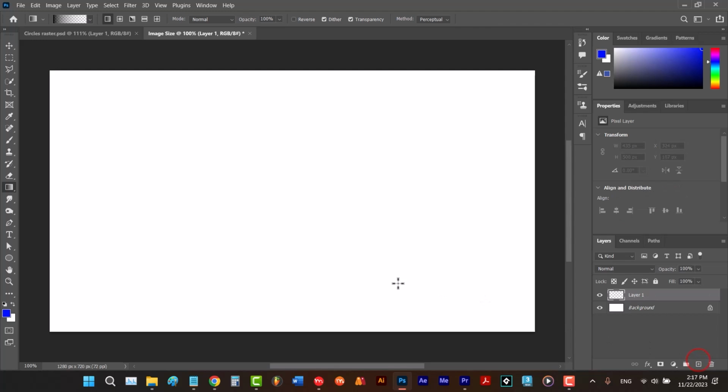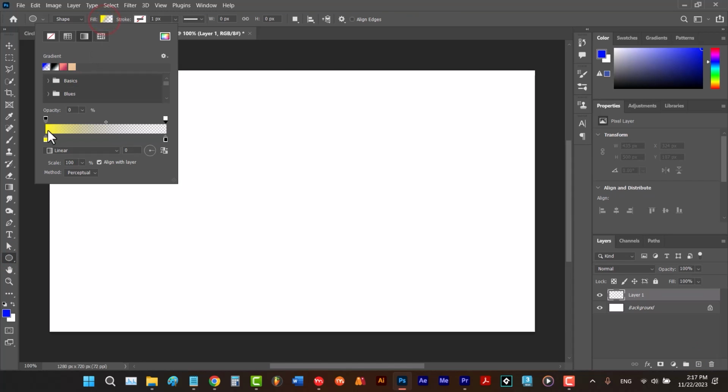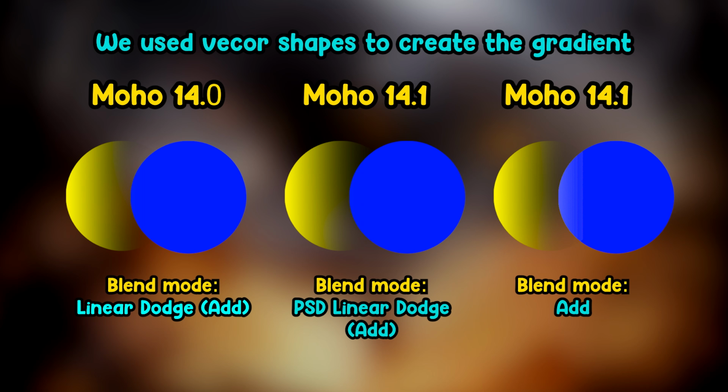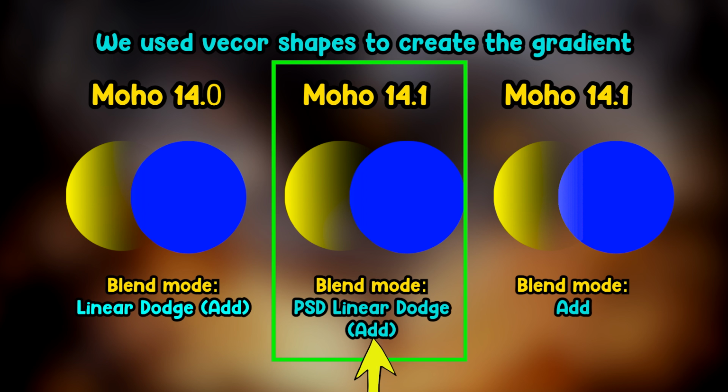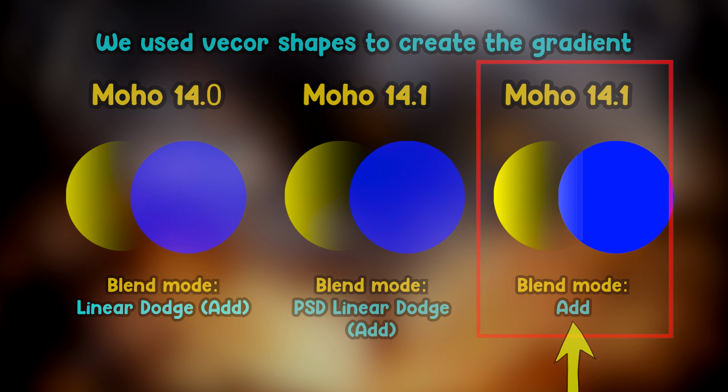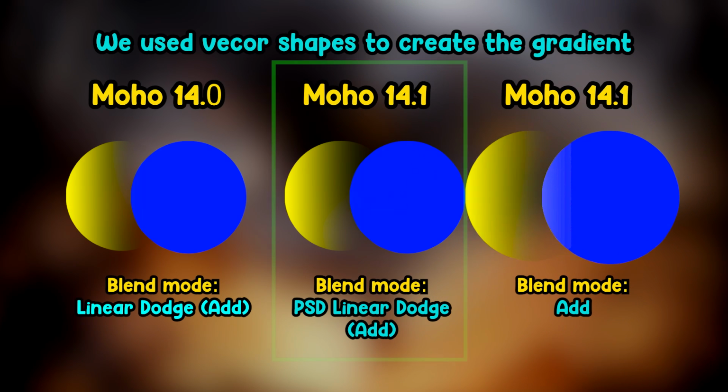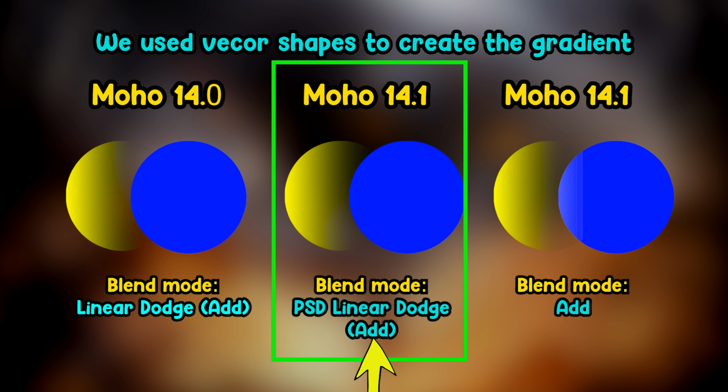Also, you know that in Photoshop there are many ways to create a gradient. For example, if instead of using mask, we use ellipse tool to create gradient, you might see a different result. Actually, the result for Linear Dodge Add in Moho 14.0 will be similar to PSD Linear Dodge Add in Moho 14.1. But if you look closer to Add blend mode, you can see that we have some problem with it. But thanks to this new blend mode PSD Linear Dodge Add, we can avoid it in Moho 14.1.